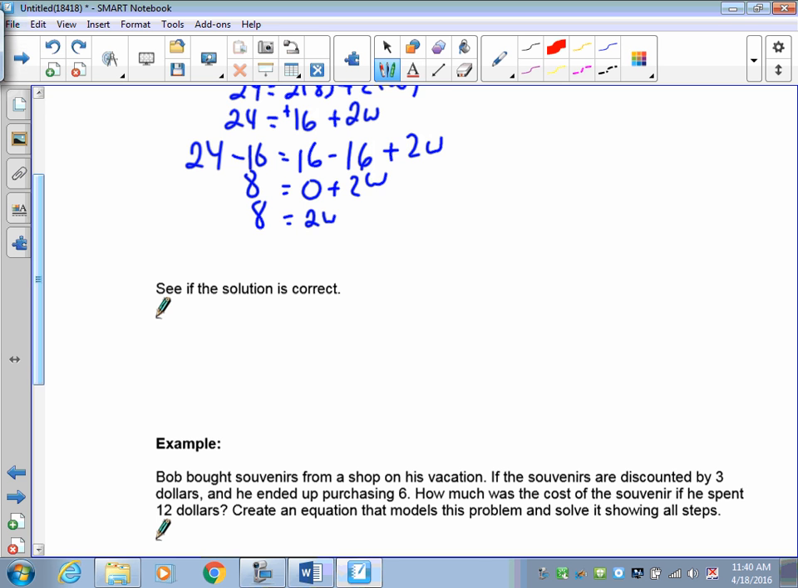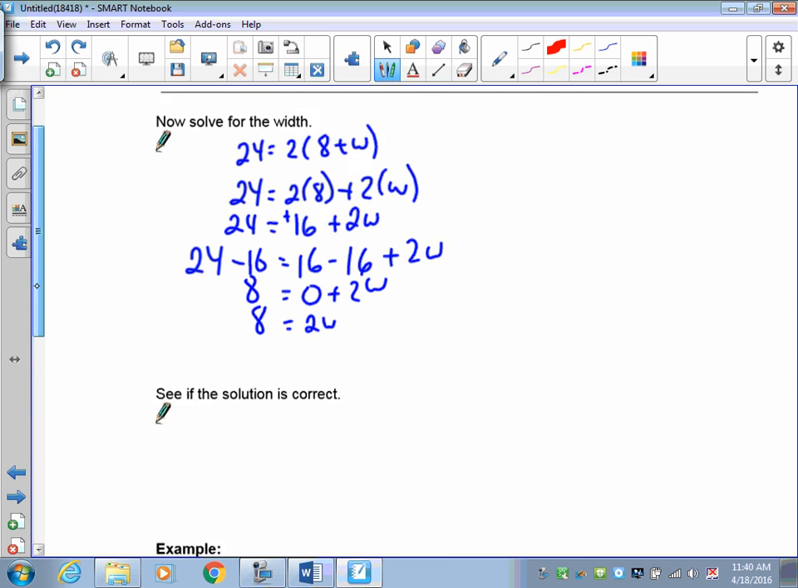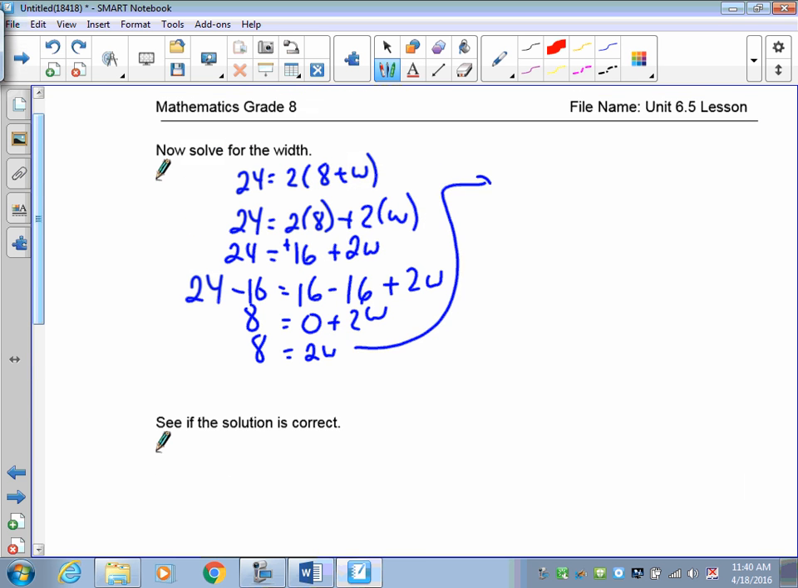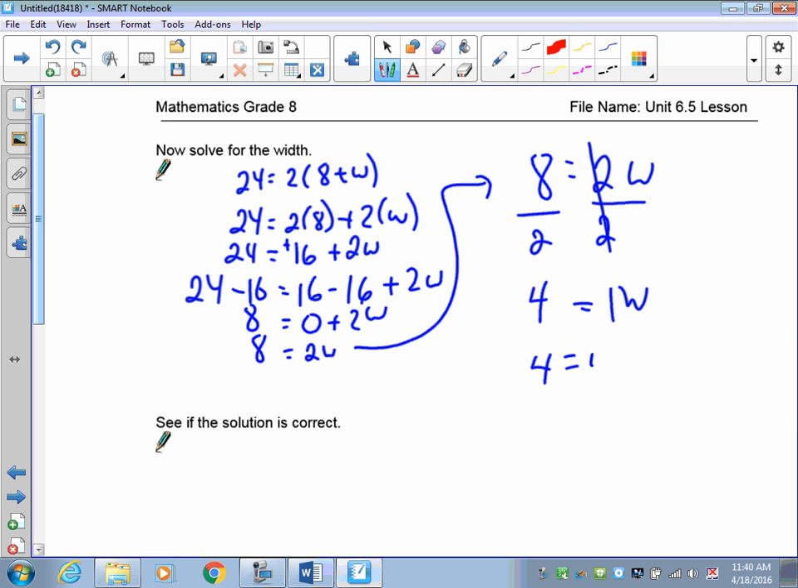So now, I'm multiplying W by 2. I think I'm going to go back over here to get some more room. I'm multiplying by 2, so I've got to divide by 2. This cancels out. 2 divided by 2 is 1. 8 divided by 2 is 4. So 4 is our W.